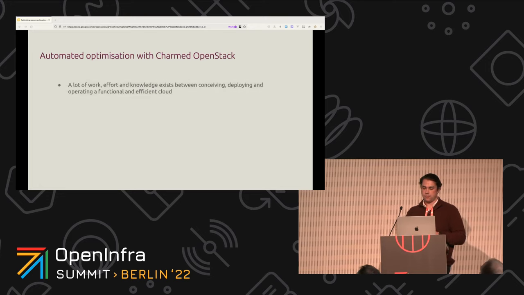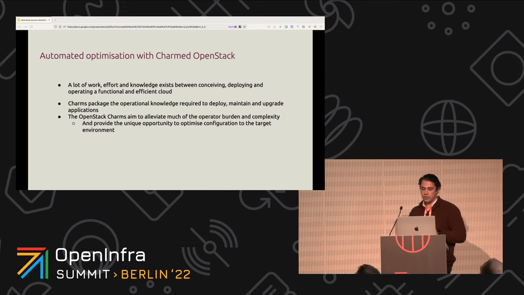The OpenStack charms package the operational knowledge required to achieve this. In turn, that alleviates much of the operator burden and complexity. They also provide a unique opportunity to optimize configuration for the target environment. So when we were investigating these issues and considering the numerous ways that we could improve these problems for our broad user base, we decided to introduce a spec and implementation to the OpenStack charms to configure watermark_scale_factor appropriately for the target infrastructure. In the future, we aim to take more of these insights and develop and push them back into the charm operator ecosystem. And hopefully this should improve the performance and reliability of these systems for all our users.